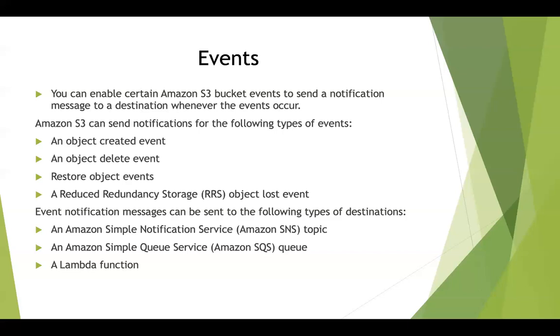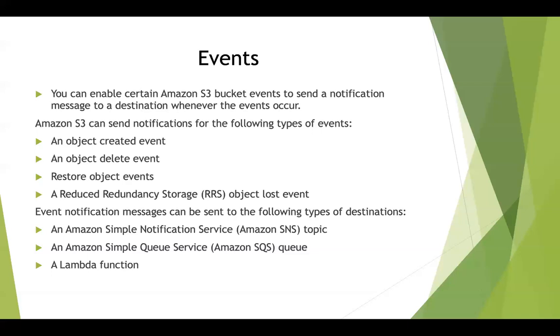Okay. So these are the four different events for which you can trigger a notification: an object created event, an object delete event, and a restore object event, in the sense that when you restore an object from Glacier storage class to an S3 storage class, you will be able to get an event notification. And even when you use reduced redundancy storage for any scenario and your object is lost, you will be able to trigger an event.